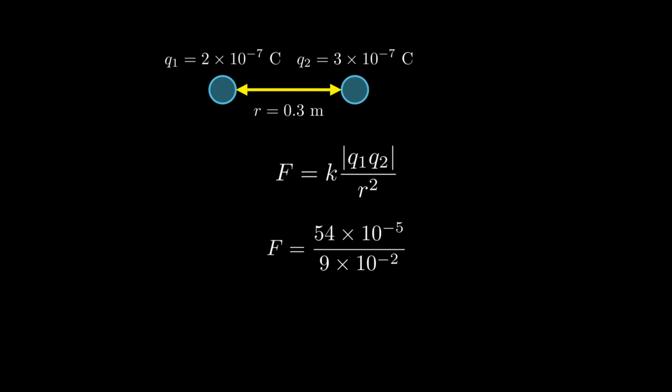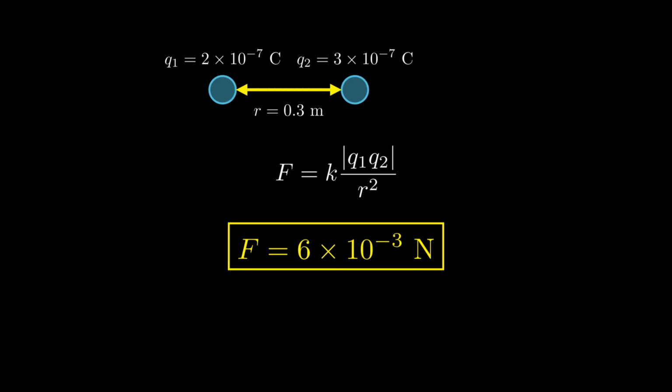Now divide 54 by 9 to get 6. For the powers of 10, subtract the bottom exponent from the top. That is minus 5 minus 2, which is minus 3. So our final answer is 6 times 10 to the power minus 3 newtons. One last thing. Is it attraction or repulsion? Since both charges are positive, they will repel each other. So the force is 6 millinewtons repulsive, which is the answer to the first problem.